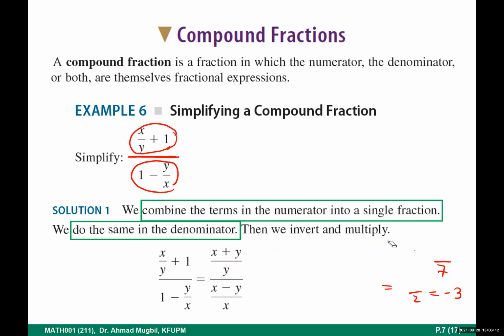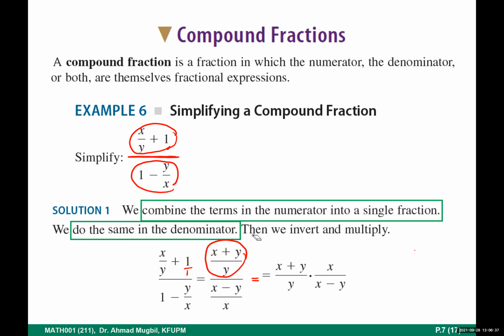What you can do for rational numbers, you can do it for rational expressions. The LCD here is y. Now you need to multiply x by 1 and 1 by y. So it will be x plus y over y. Here it will be x minus y over x. Now it will be what? This multiplied by the reciprocal of this. Here it is.